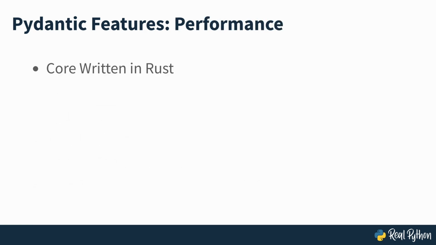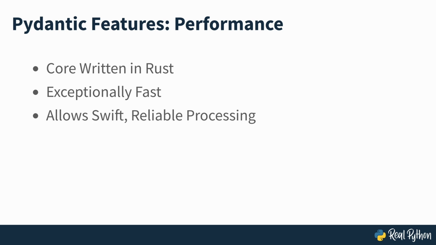Performance. Thanks to its core validation logic written in Rust, Pydantic is exceptionally fast. This performance advantage gives you swift and reliable data processing, especially in high-throughput applications such as REST APIs that need to scale to a large number of requests.